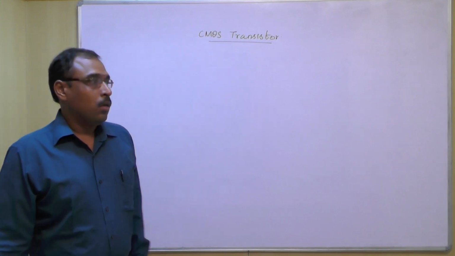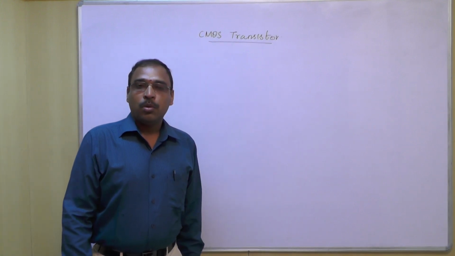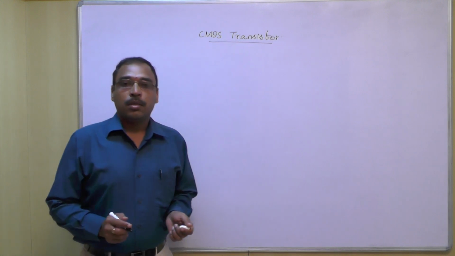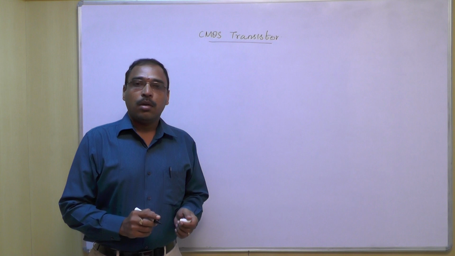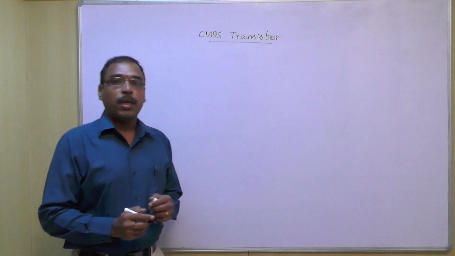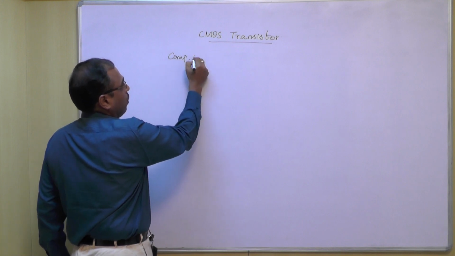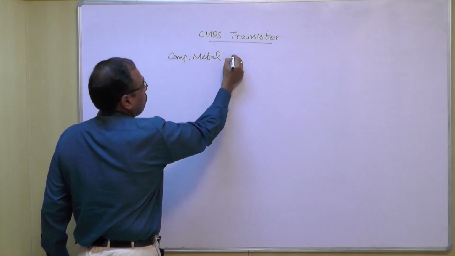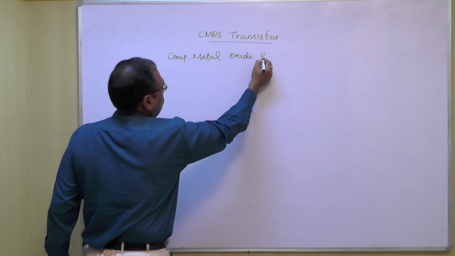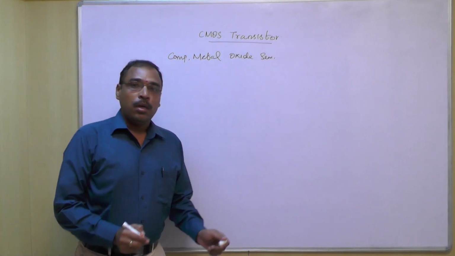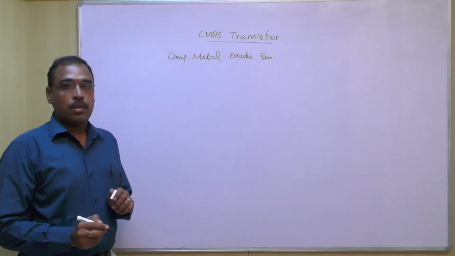Hi. Today we are going to discuss CMOS transistors. What is CMOS? CMOS stands for Complementary Metal Oxide Semiconductor. The CMOS structure is a combination of NMOS as well as PMOS transistors.